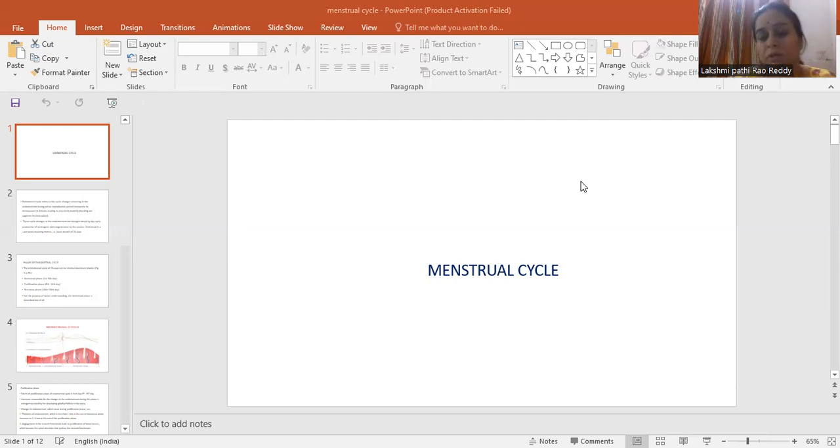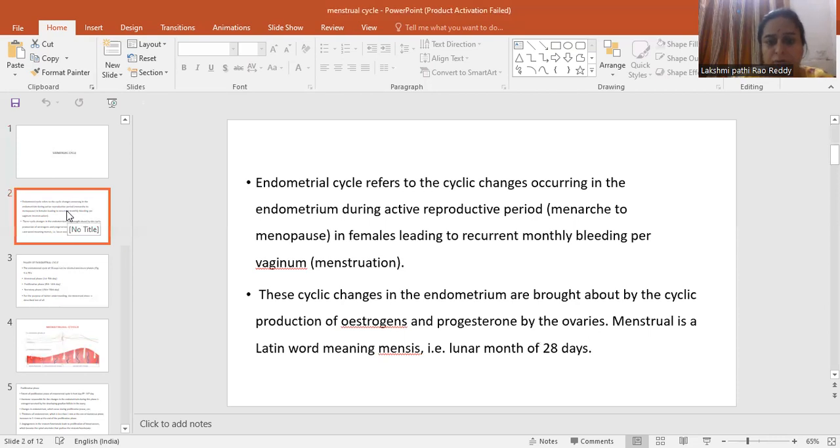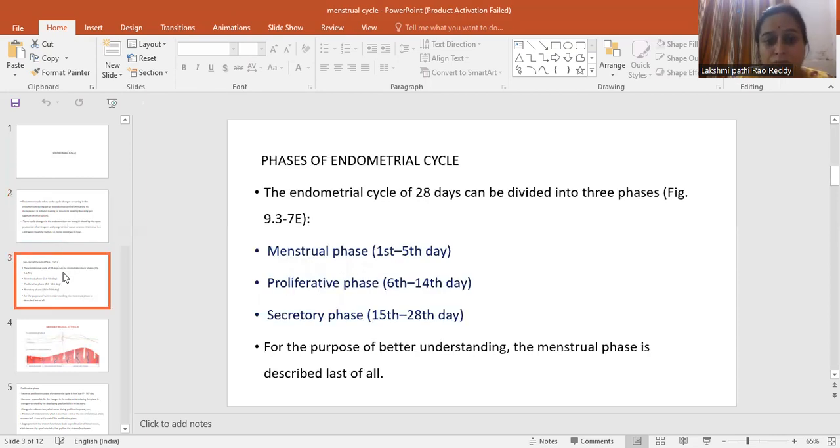So first we'll talk about the proliferative phase. As the name suggests, proliferation. What does proliferation mean? At the end of menstrual bleeding, the endometrium will again start to grow. That is known as the proliferative phase. Now this proliferative phase is under the influence of the hormone estrogen. So the phases of the endometrial cycle are the menstrual phase, proliferative phase, and secretory phase.